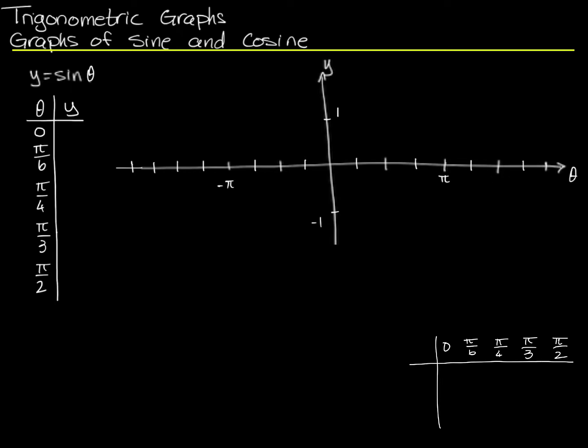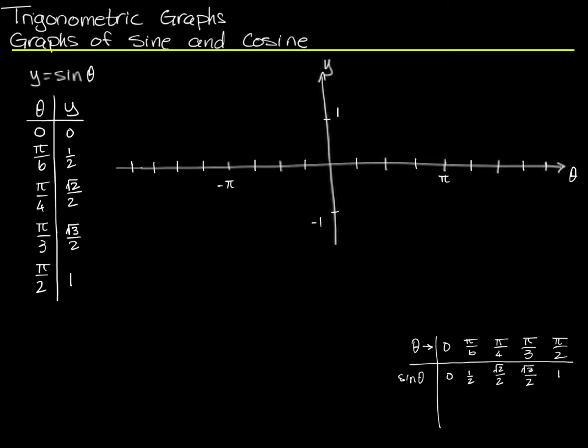So this is my theta, and the sine of theta is 0 when theta is 0, 1/2 when theta is pi over 6, root 2 over 2 when theta is pi over 4, root 3 over 2 when theta is pi over 3, and 1 when theta is pi over 2. So we know both our input values, which match these input values here, and the corresponding output values. So really all I need to do is take these values and put them in this chart. Let's do that. 0, 1/2, root 2 over 2, root 3 over 2, and 1.